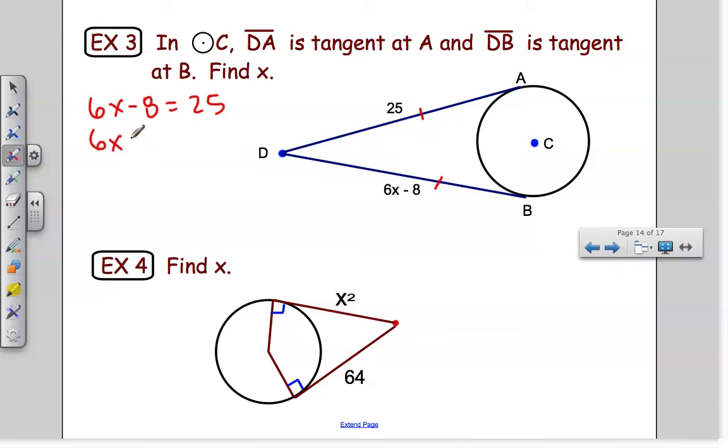To get x alone, I'm going to add 8 to both sides. 25 plus 8 giving me 33. And then I have to divide by 6. And x equals 5.5.